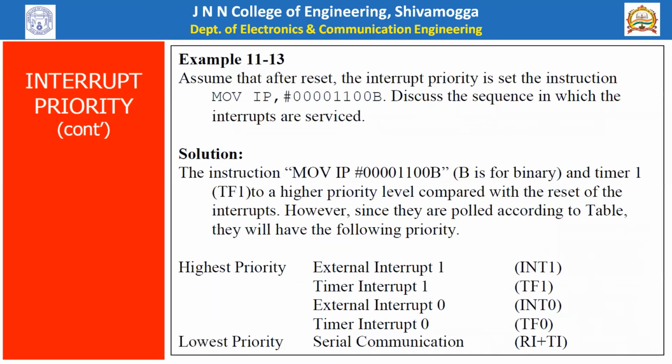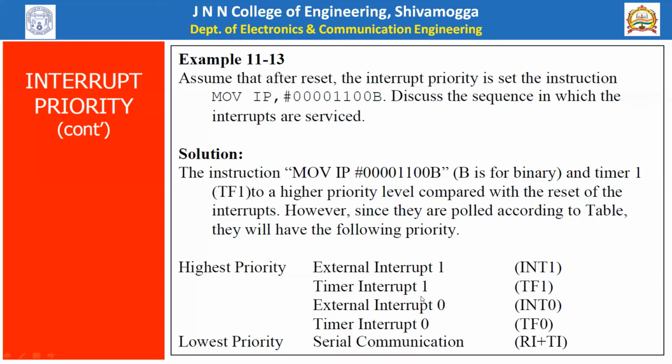So next, assume that after reset, an interrupt priority is set by this instruction. You have assigned IP.2 and IP.3 as 1. Discuss the sequence in which interrupts are serviced. That is, timer 1 has the highest priority level compared with the rest of the interrupts. However, since they follow the table, they will have the following order: highest priority to interrupt 1, then timer interrupt 1, then interrupt 0, then timer interrupt 0, then serial communication. This will be the priority.